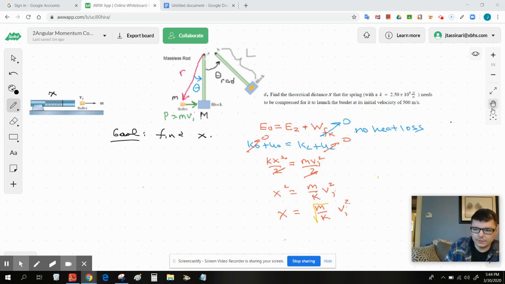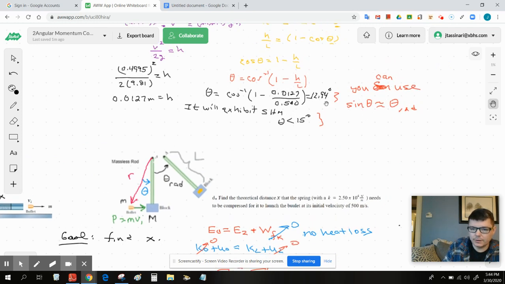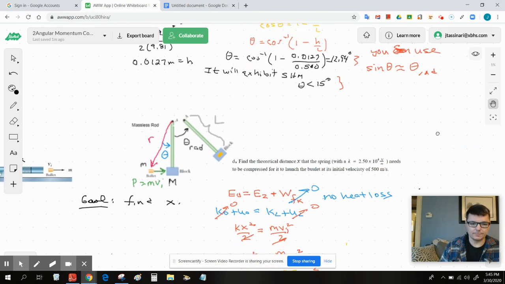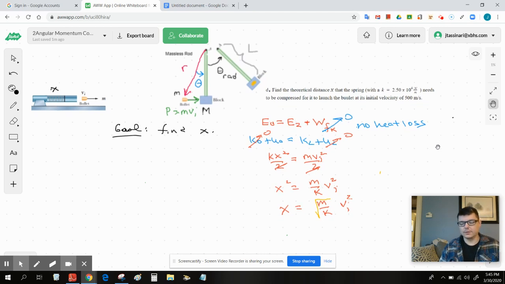As an aside, I did put down that it's 12.94 degrees, and usually it should be in radians. I'll let you guys convert that. You can use the sine theta approximation, where sine theta is roughly equal to theta in radians, so you can solve for your period and stuff like that. All right, that we will discuss in the live screencast.